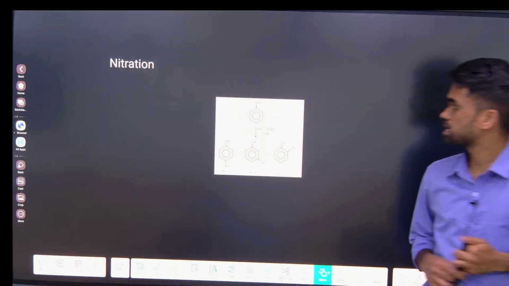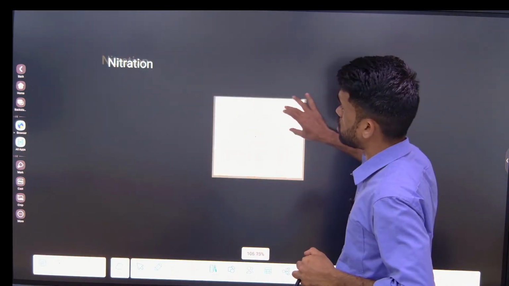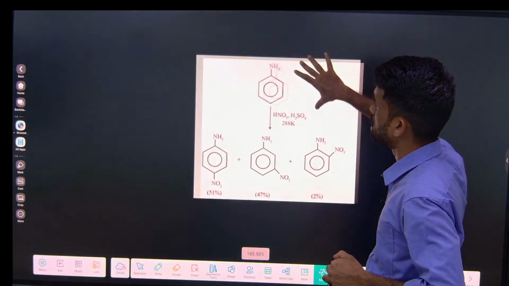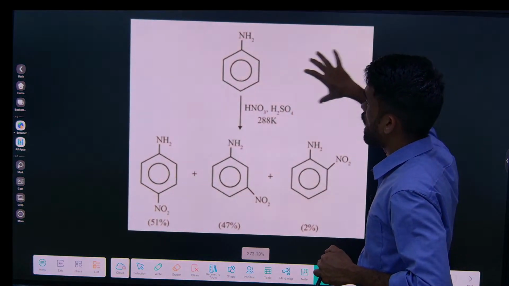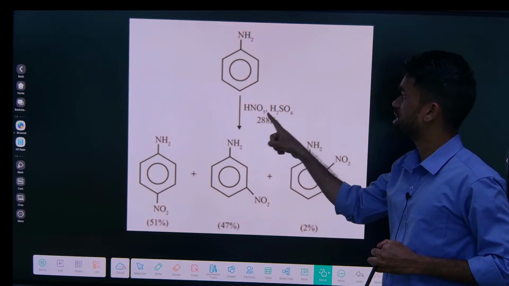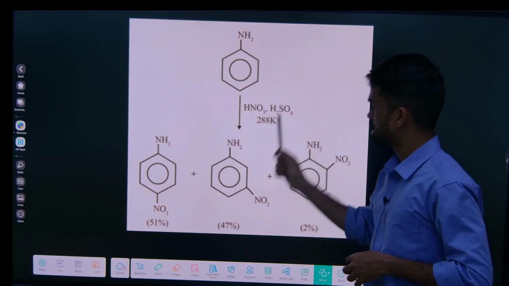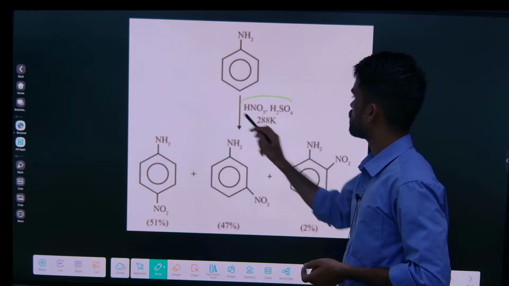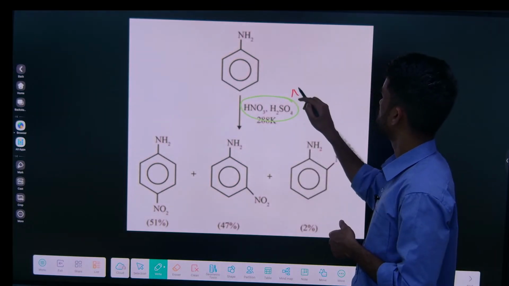Okay, so the next one is nitration. If you observe nitration, this is one of the important frequently asked questions. Aniline, upon treating with nitric acid and sulfuric acid, generates a nitronium ion. What is the electrophile here? Nitronium ion. It's very simple.